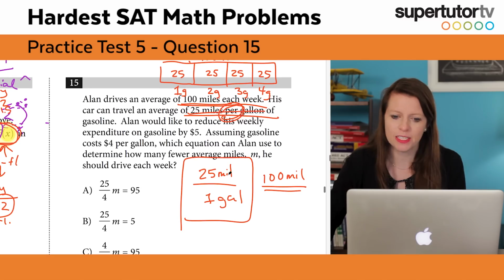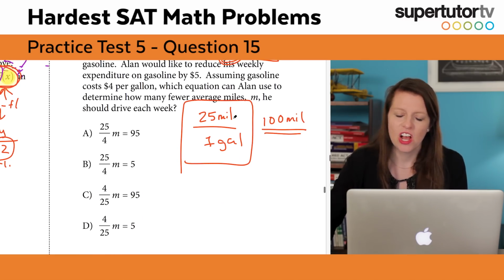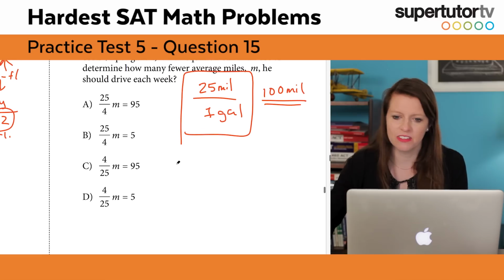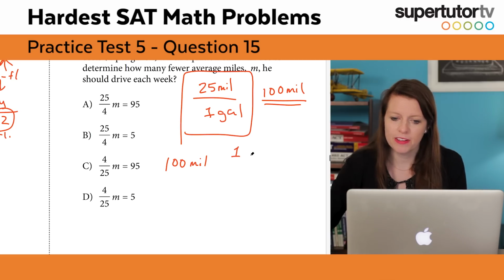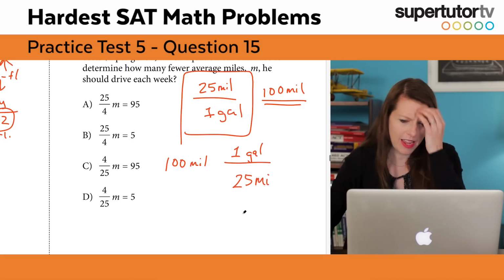If I have miles per gallon in this, and this has miles, and I want to convert it to gallons, all I have to do is get the miles to cancel. So here's how I do that. I set up my 100 miles, what I start with. This I'm going to flip. Remember how I said conversion factors, you can always flip. So I get 1 gallon over 25 miles.